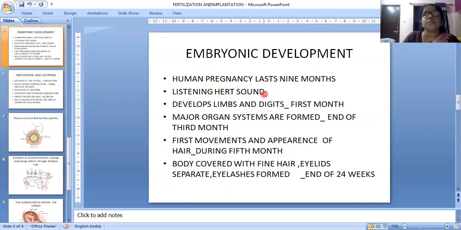Listening to the heart sound: in the first month, the heartbeat can be heard using a stethoscope. The first developing organ is the heart only. After the completion of the first month, limbs and digits develop. By the end of the 3rd month, the completion of the first trimester, major organ systems are formed. During the 5th month, first movements and appearance of hair. Body covered with fine hair, eyelids separate, eyelashes formed by the end of 24 weeks.